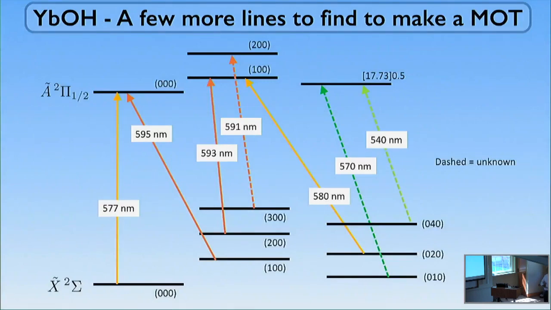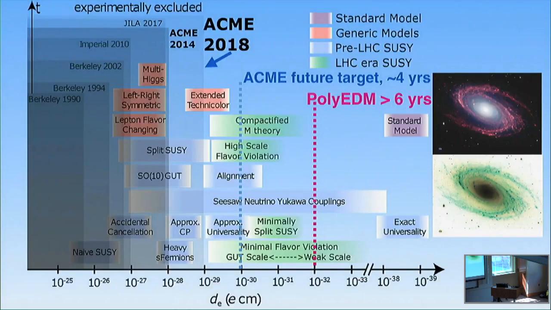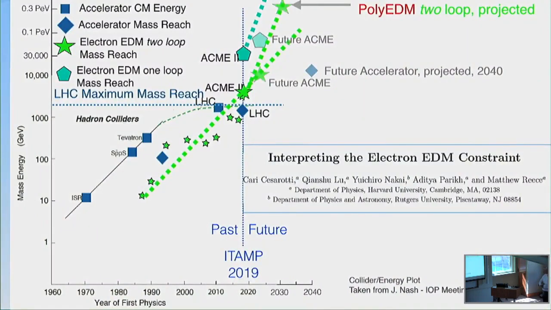We need to measure these 3 frequencies before we can do laser cooling, do a MOT. And right now in the lab, this one, I think, is what they're working on now. Where will that put us? For PolyEDM, if you go through the numbers, assuming 10 to the 5th molecules and an optical dipole trap, it puts us up around here. This is post-ACME. Okay, we're going to get an EDM result after the next ACME result.